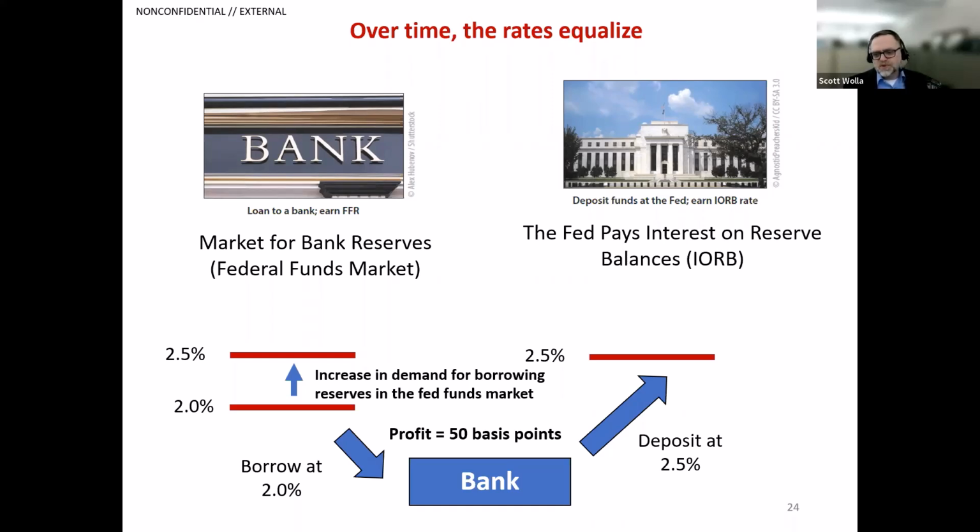So point number two is that arbitrage ensures that the federal funds rate does not fall far below the interest on reserve balances rate. In fact, arbitrage is the reason why these short-term rates remain closely linked to the interest on reserve balances rate. Let's look at the other scenario on the next slide.